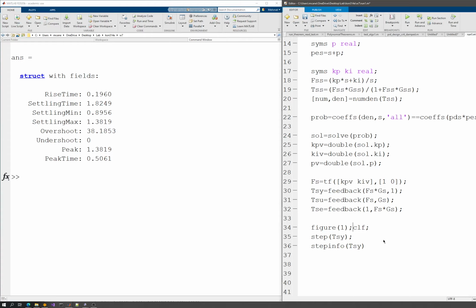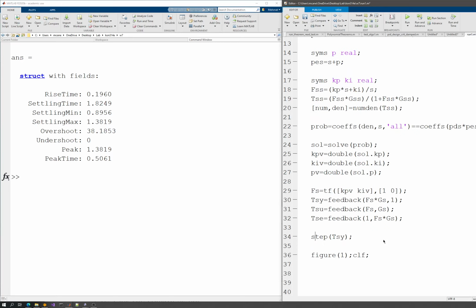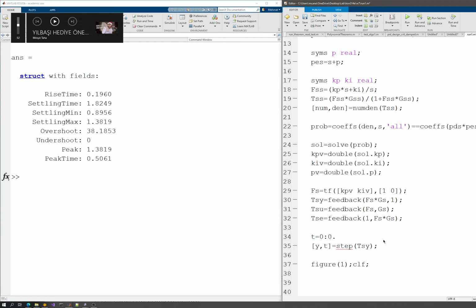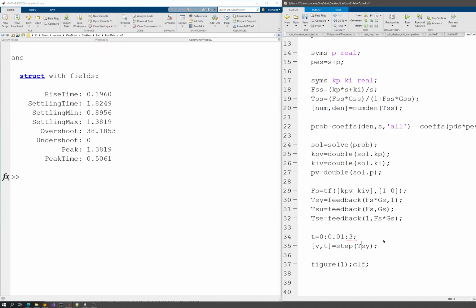So let's first of all try to get Y and T here. So I should give it a T because I have a settling time of 2. It might be reasonable to use the following as the time signal. And then I have 3 here. So let's give it as a time vector. And this should give me the output itself.